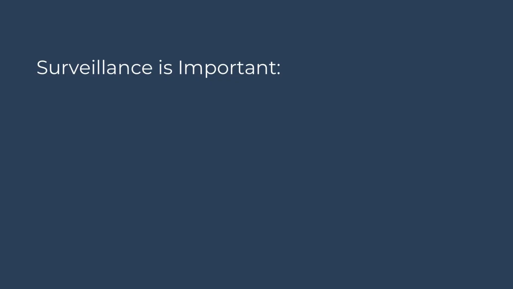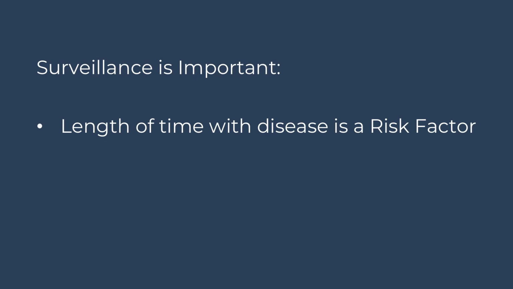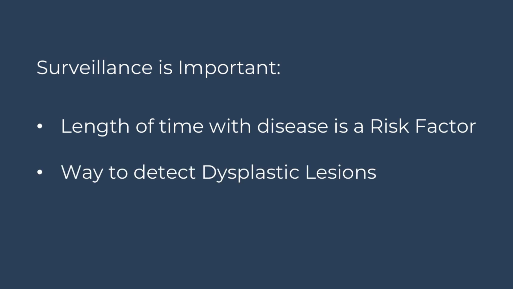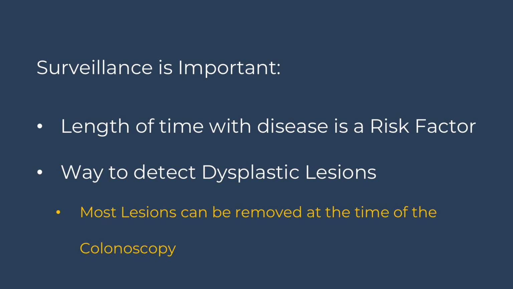Surveillance is important 8 years after disease onset because, as we discussed in the previous video, one of the risk factors for developing dysplasia is the length of time that you've had disease. Surveillance is also very useful for detecting dysplastic lesions, as they're often able to be removed at the time of colonoscopy, thus preventing further progression towards cancer. If a lesion or dysplasia cannot be removed at the time of colonoscopy, a referral to a more advanced endoscopy center or surgeon is necessary.